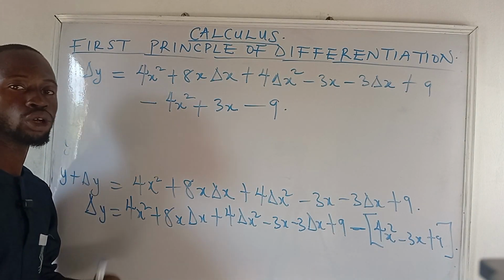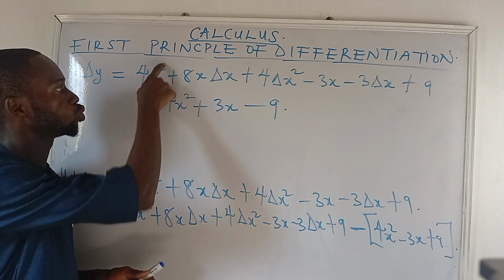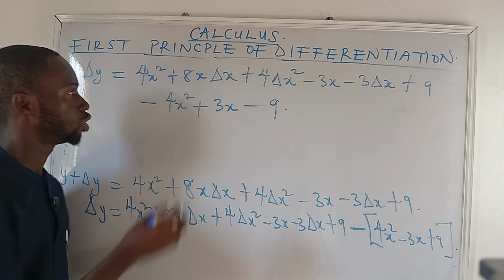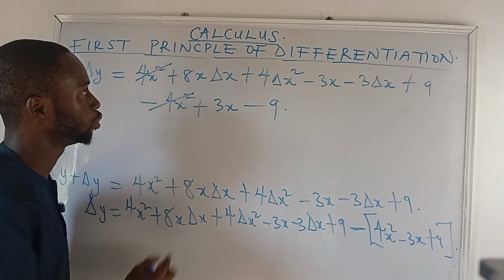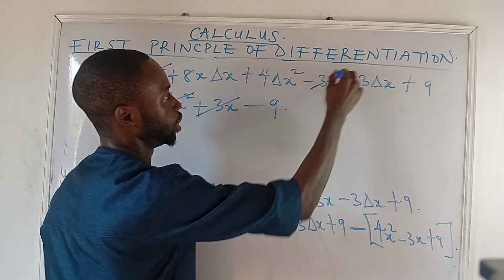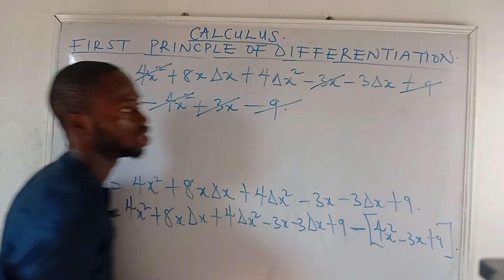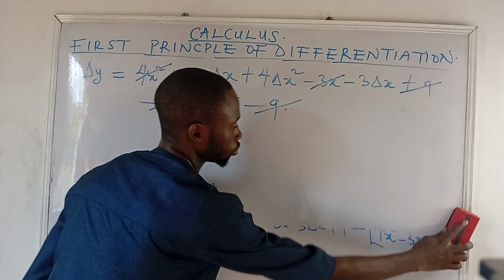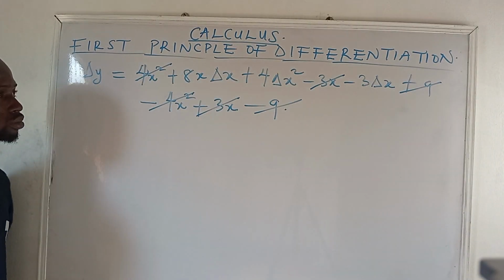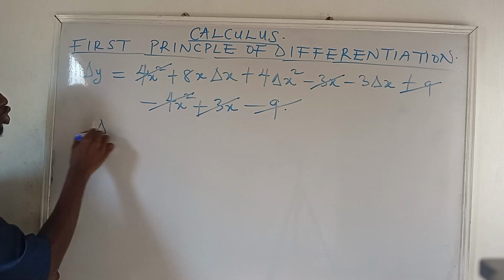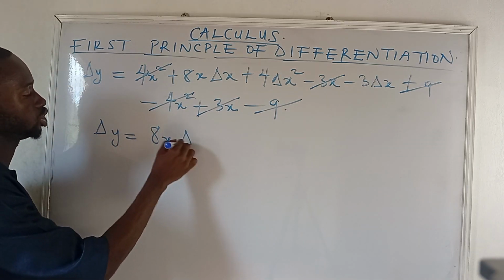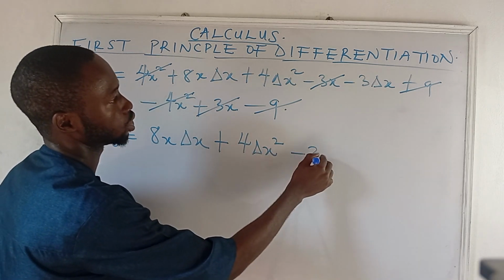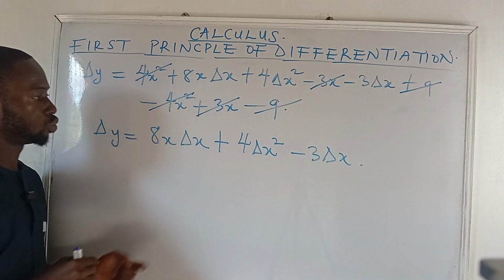So if I look at what are those things that look alike, look at 4x squared, I have minus 4x squared here, so they can cancel. So whether they are far apart or they are close, I can still subtract them. 4x squared minus 4x squared will give me 0, plus 3x minus 3x will give me 0, minus 9 plus 9 will also give me 0. So I'll write out what I have left. So what we have left is change in y equals 8x change in x plus 4 change in x squared minus 3 change in x. So this is what we have left.